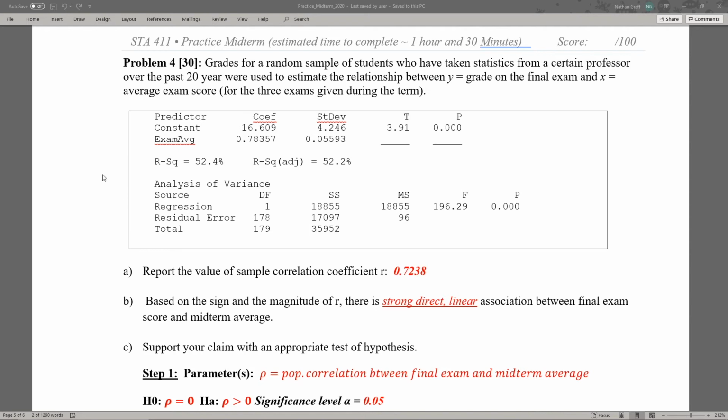First, we need to find the value of the sample correlation coefficient. Since we're looking at a simple linear regression model, the sample correlation coefficient is the square root of the R-square value. In this case, 0.7238. As for part B, given the sign and the magnitude of r, we can conclude that there is a strong, direct, linear association between the final exam and the midterm average.